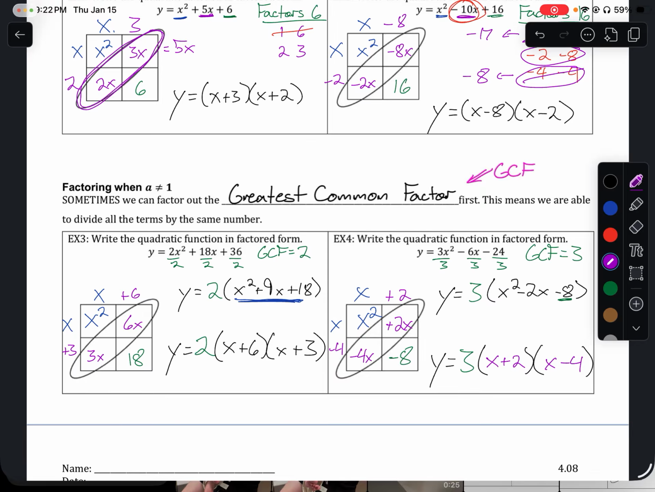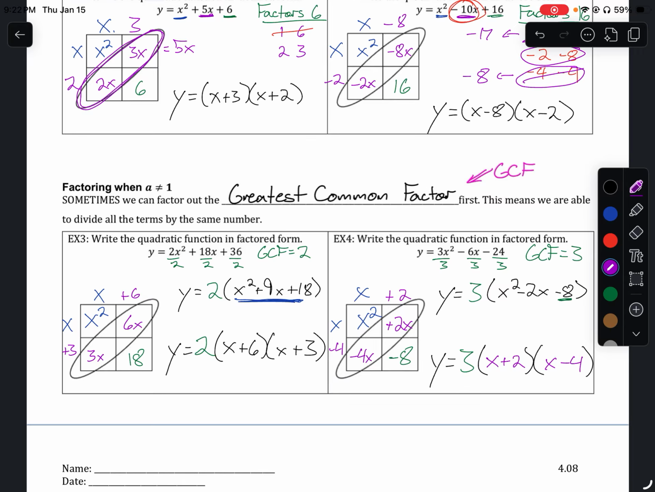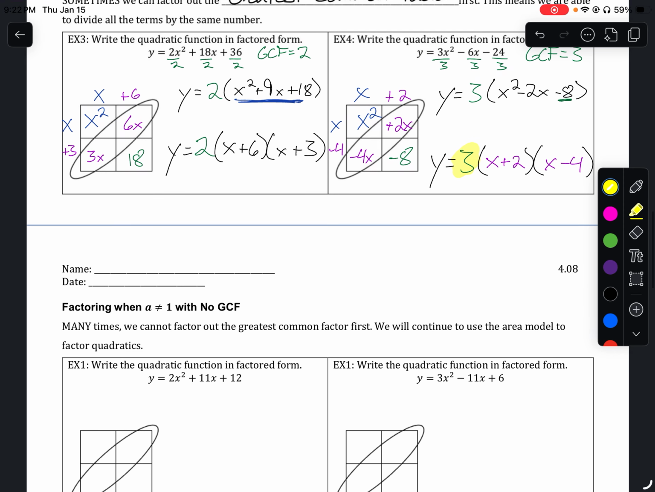You could have a different order on that. Like you could say 3 times x minus 4 and x plus 2, because in multiplication, the order doesn't matter. But what we do want to make sure is that that greatest common factor is in front. Like it would look goofy if I wrote y is equal to x minus 4 times 3 times x plus 2. We always want that term out front there, that greatest common factor.